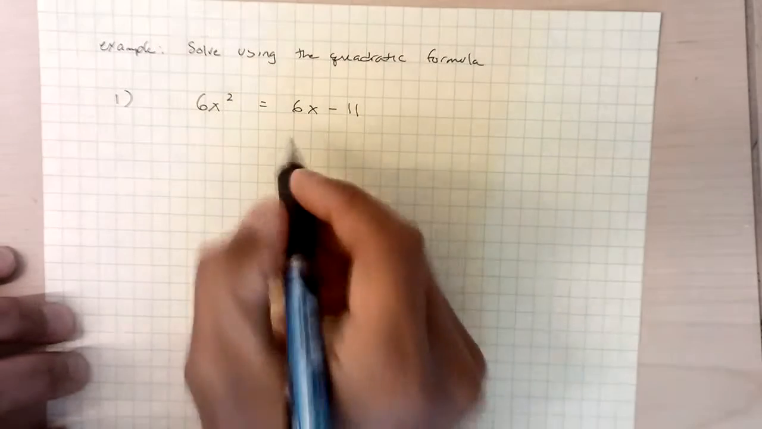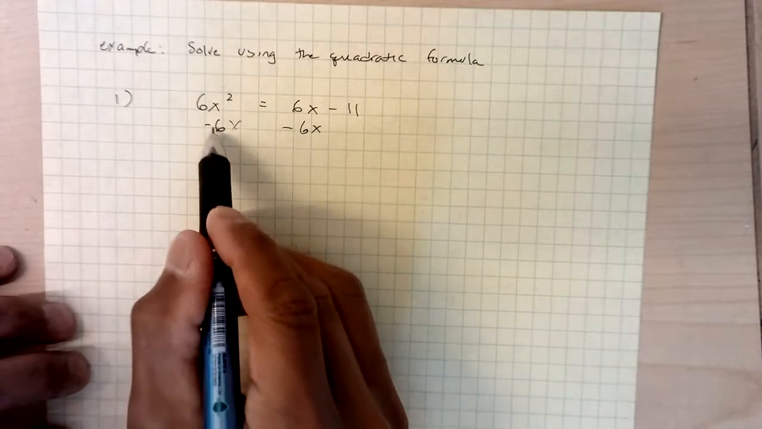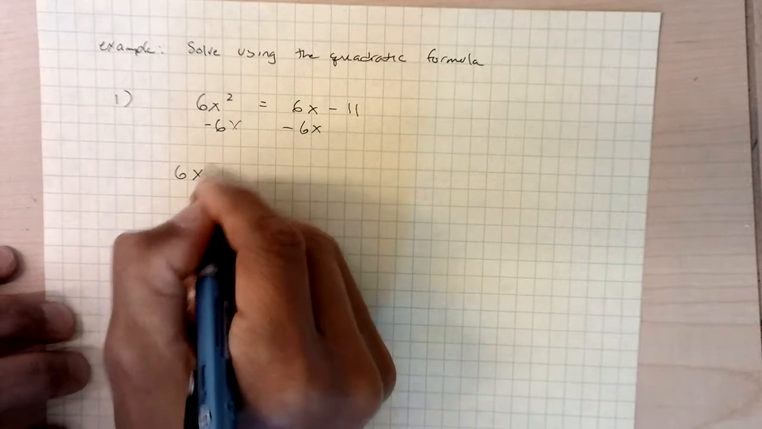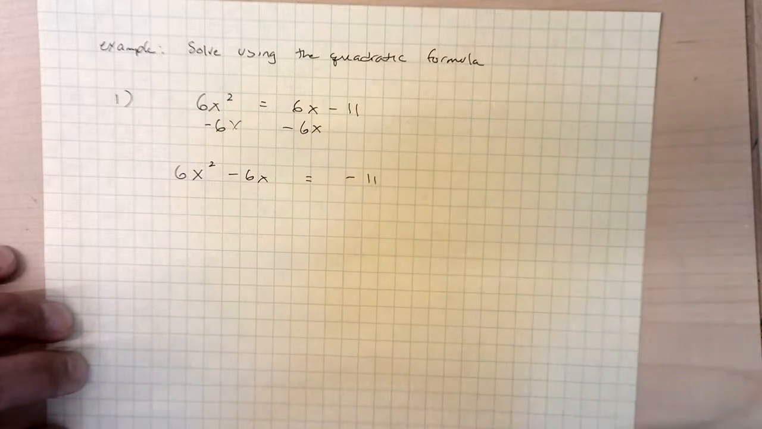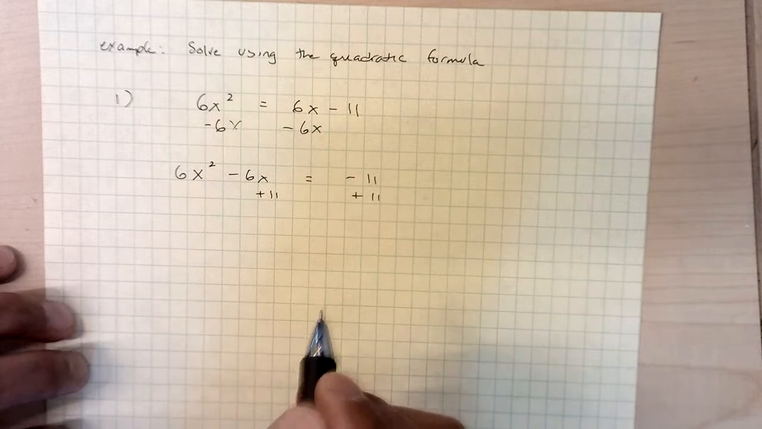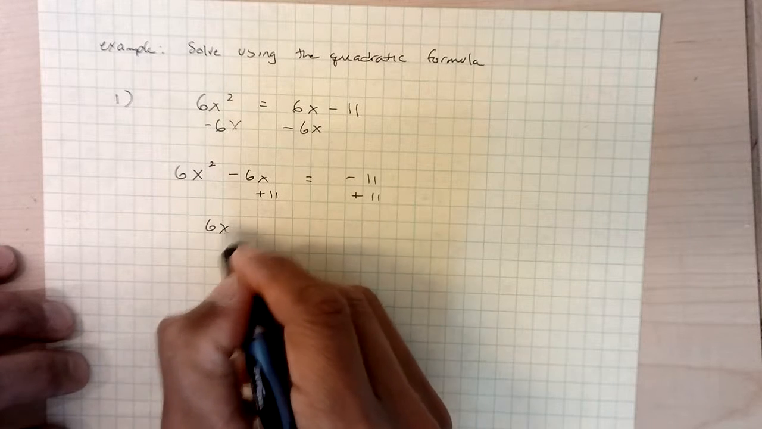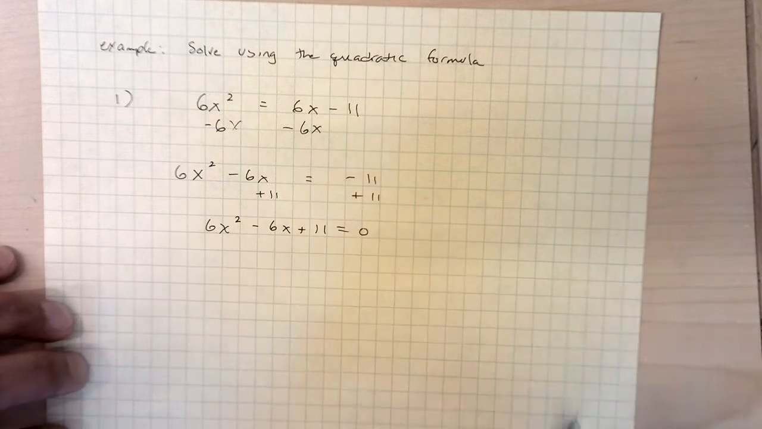So in order to do that, I'm going to first subtract 6x from each side. These are actually unlike terms, so all it is is 6x squared minus 6x, and that's equal to negative 11. And then you could add 11 to each side to get your equation in the standard form. Then it would be 6x squared minus 6x plus 11 is equal to 0.